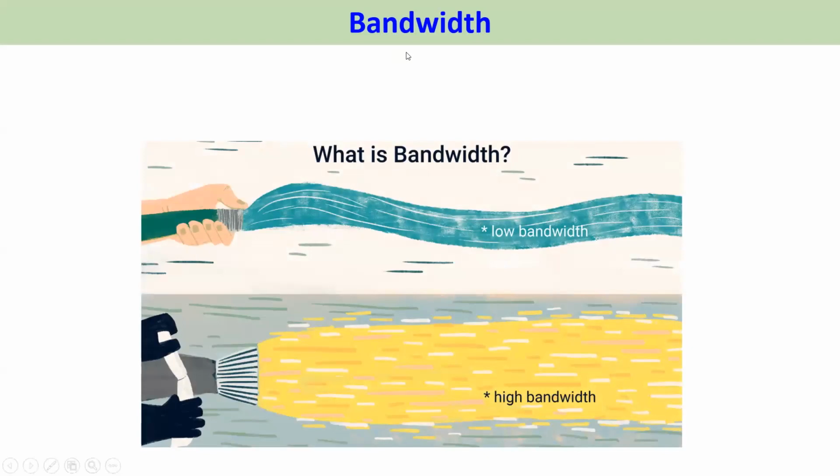Look at the picture here. That's giving the idea about what bandwidth is. The picture above is saying low bandwidth, right? Their volume is low. In the second, the picture below is representing high bandwidth. High bandwidth releases more data. That's like a water tap.